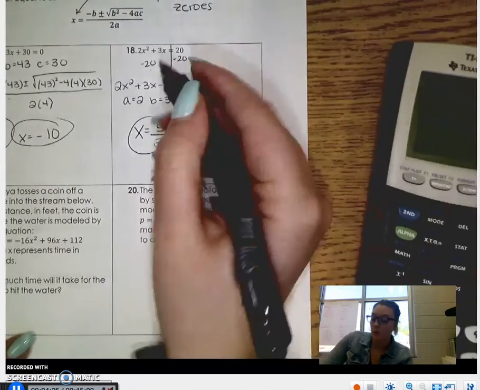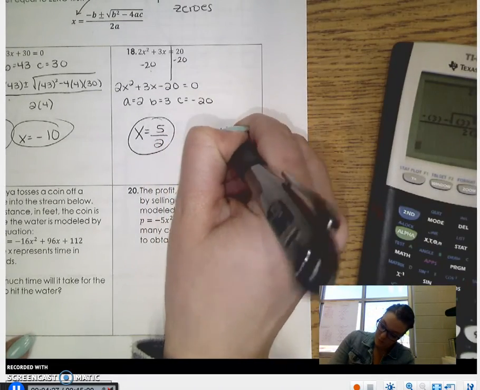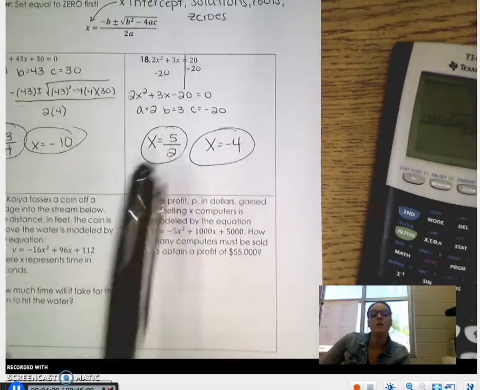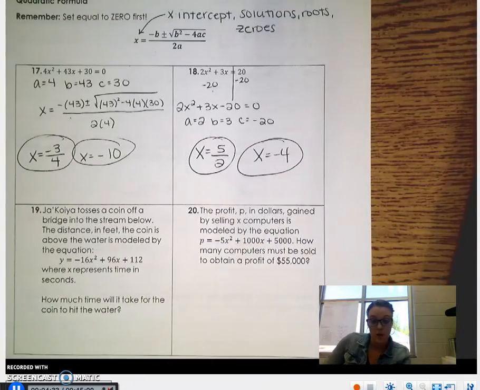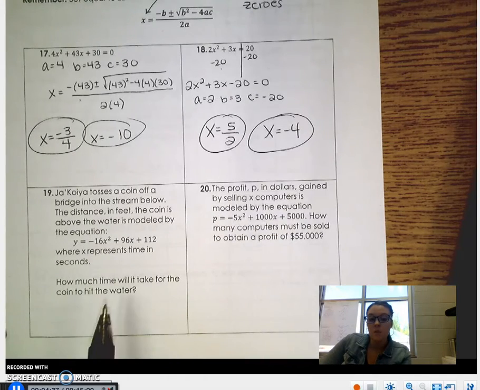X equals negative 4. Good. So when solving just a regular quadratic, it's very straightforward. You just plug it in the quadratic formula and the calculator gives you your answer. Word problems are a little bit different.